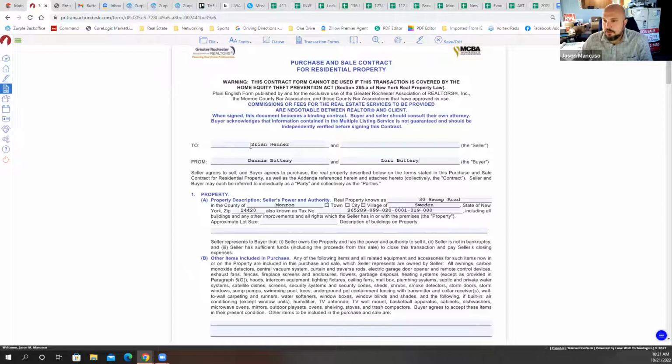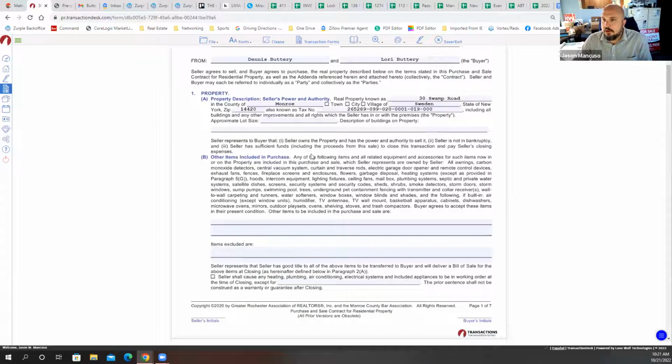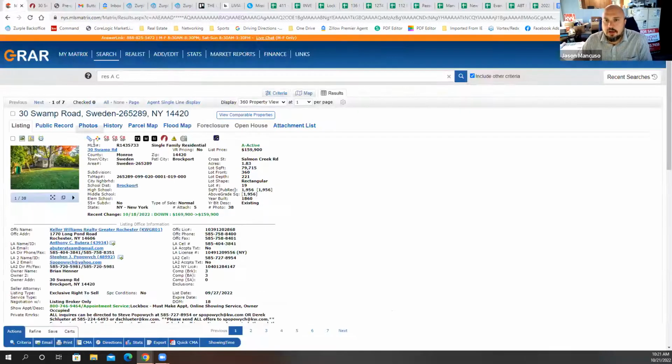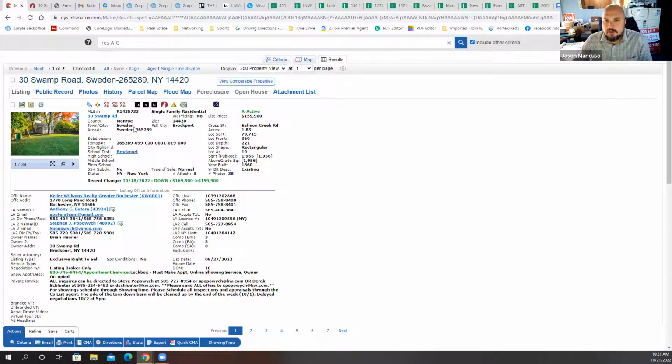So the 2 is the seller. Dennis and Lori Buttery here are making an offer to the seller, Brian Henner. Okay. Now, down to the contract itself. Make sure the address is correct, 30 Swamp Road, Monroe County. This is something you have to fill in, and this is what you would get off of the MLS listing, knowing that we're in the town of Sweden.